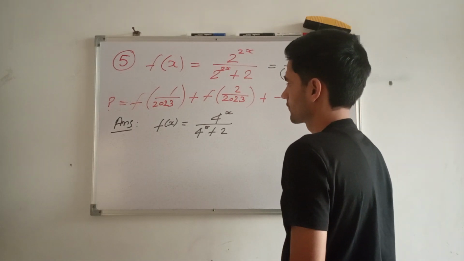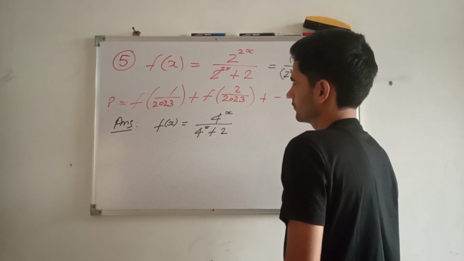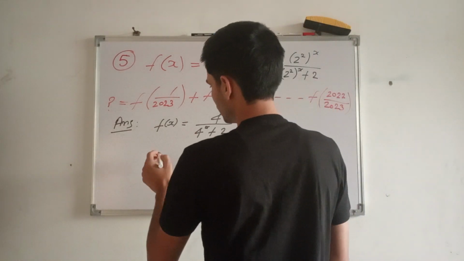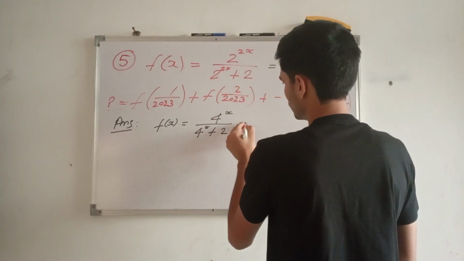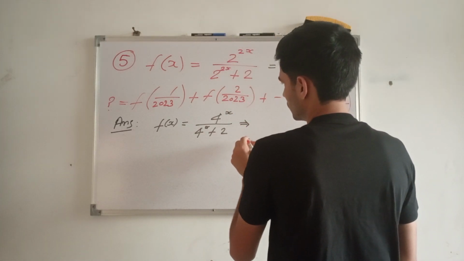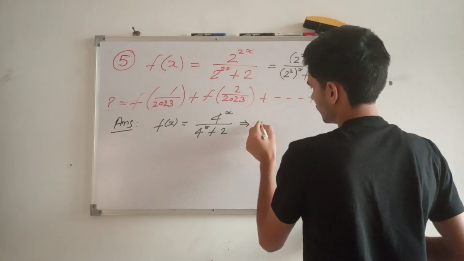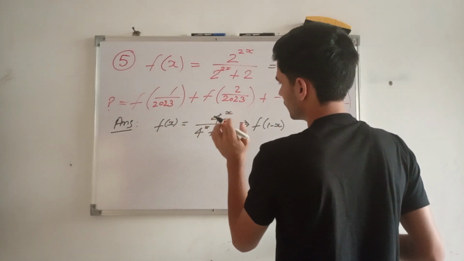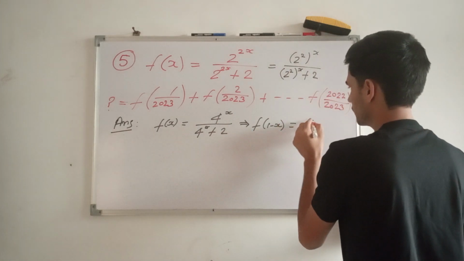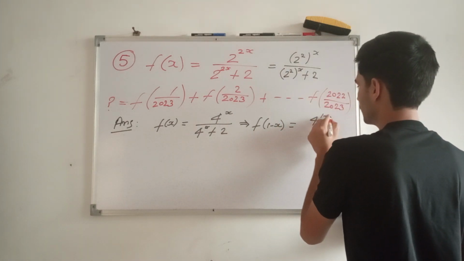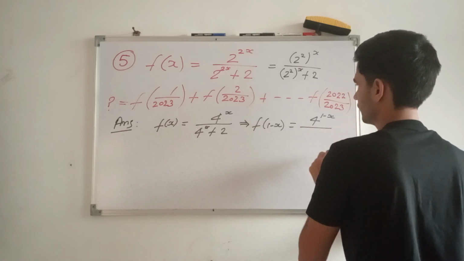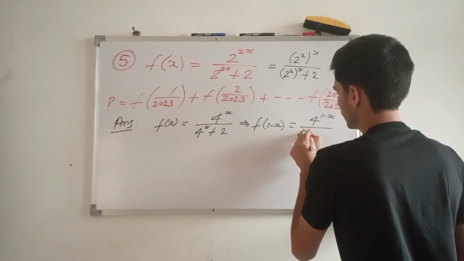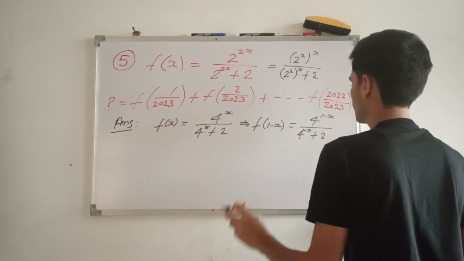Now substitute x by 1 minus x. Let us see what comes. Making it 1 minus x, the same will come here as well. It will become 4 to the power 1 minus x upon 4 to the power 1 minus x plus 2.